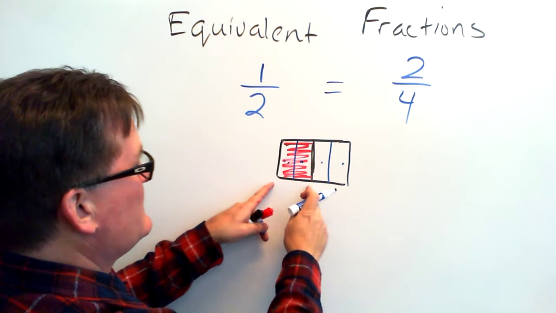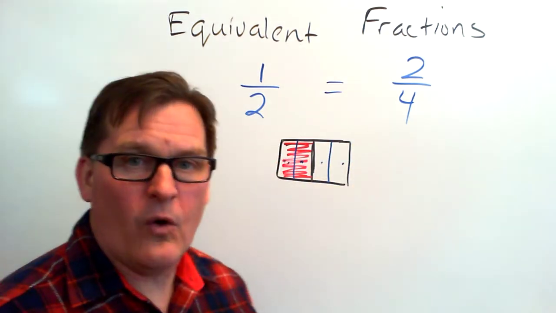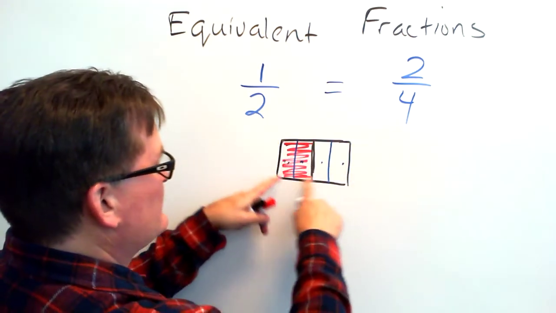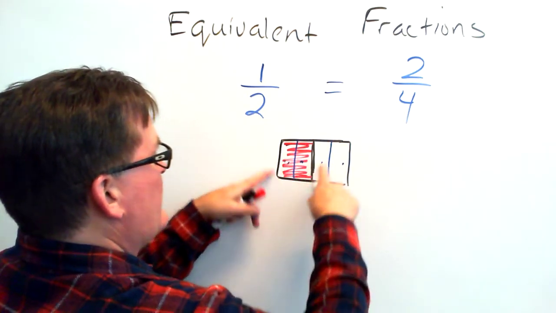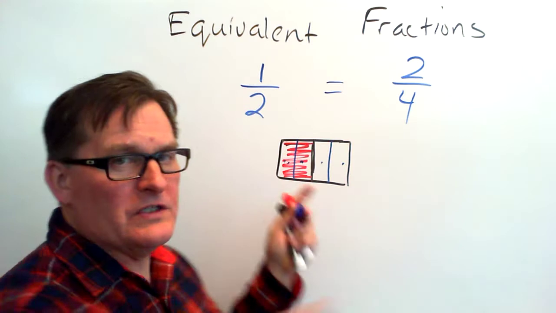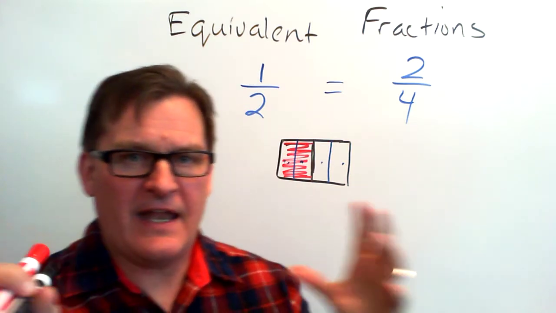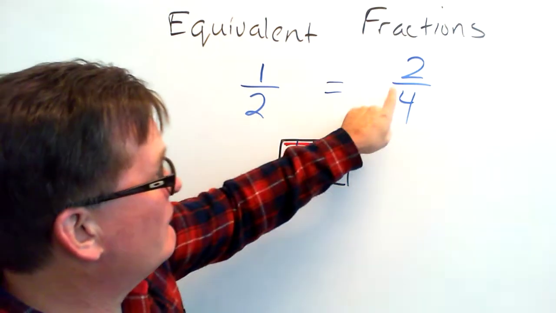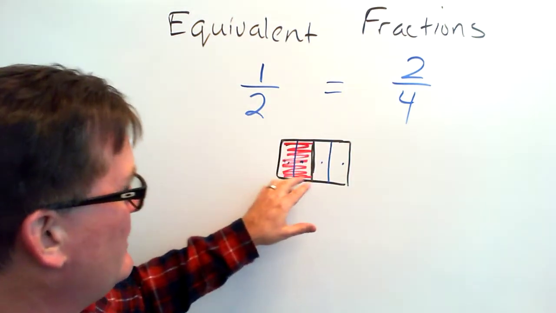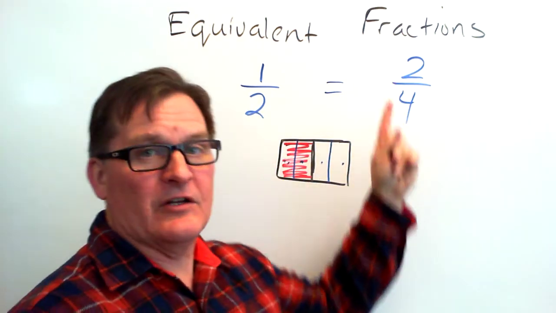But what you'll notice is we didn't change the size of the whole. We also didn't change the size of the initial part. The initial 1/2 is still the same size as the new 2/4. The whole didn't change either. We did not change the dynamic or the dimension of that fraction in any way. That's why it's an equivalent fraction. It is the exact same, but notice it just looks a little bit different.